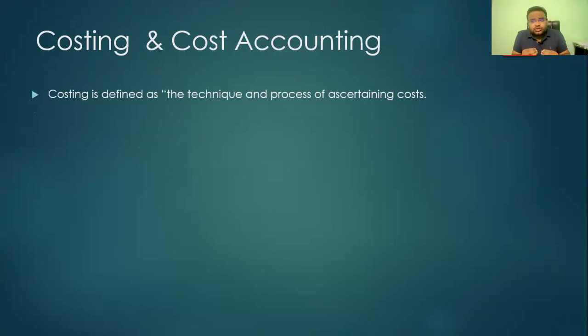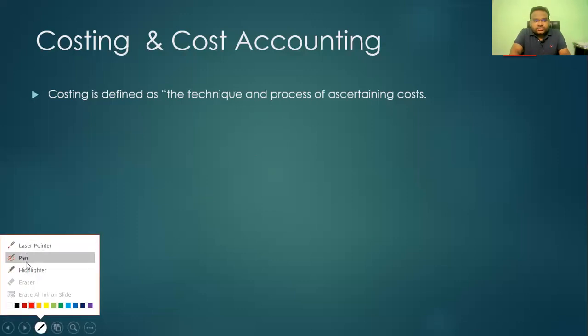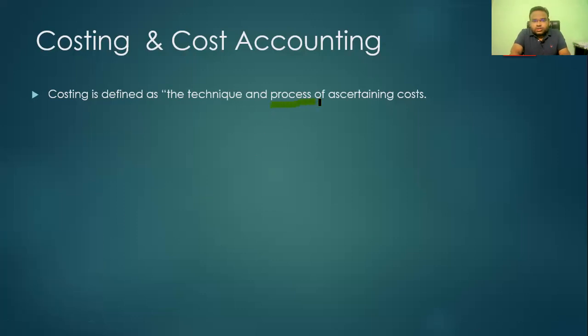I am renaming these two words like this. The technique I call techniques of costing, and the process of ascertaining cost I am terming as methods of costing. Two terms I am keeping here. Please remember, costing is nothing but a combination of techniques of costing and methods of costing. So the technique remains the same, and the process of ascertaining cost I am terming as methods of costing.